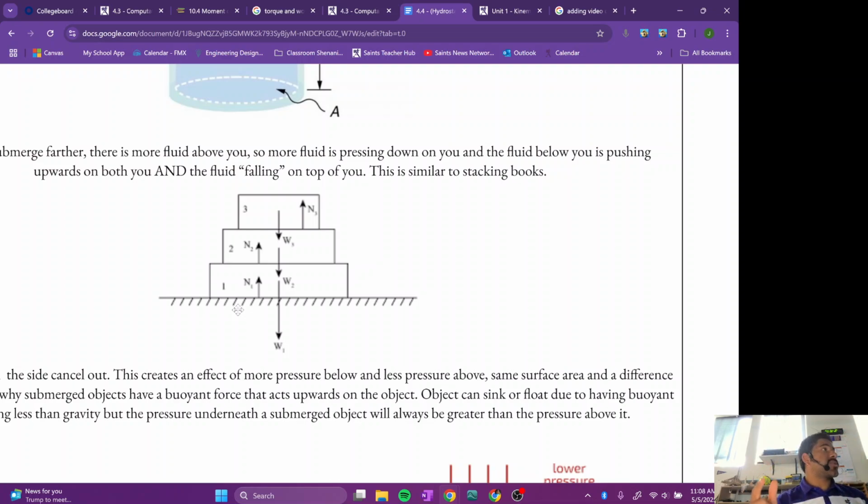So the buoyant force is a difference in pressure. It is not a total pressure. The buoyant force is a difference in pressure. And because one end of the object is lower than the other, it's going to end up having a net buoyant force that's going upward.